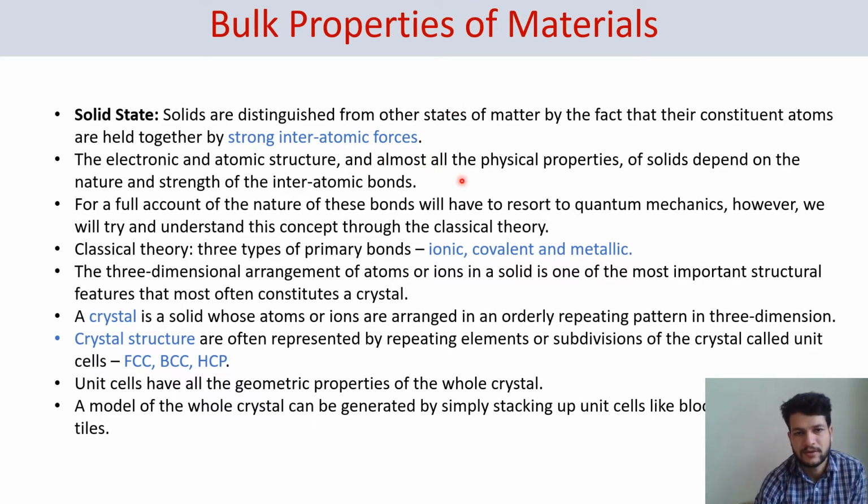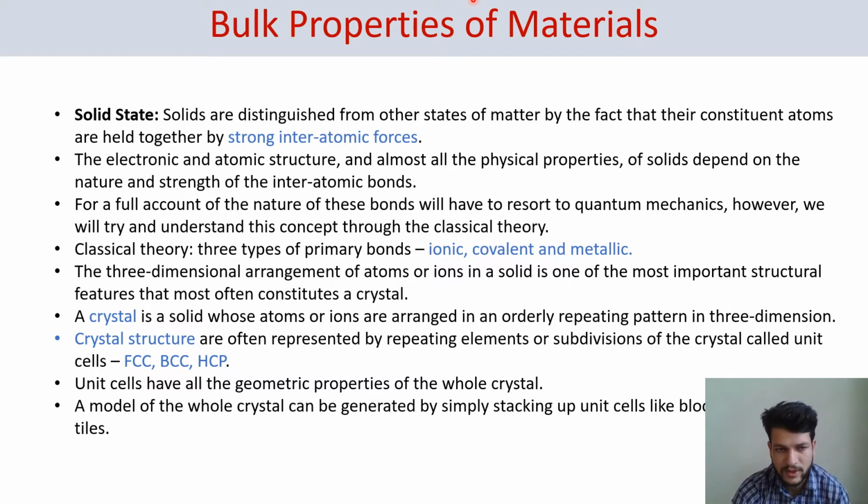The electronic structure and almost all the properties of the materials depend on the nature and strength of the interatomic bonds. The study of these interatomic bonds can be done by the classical theory, and classical theory states that there are three primary bonds in the solid state. These are ionic bonds, covalent bonds, and metallic bonds. With the help of these bonds, there is a three-dimensional arrangement of atoms or ions in a solid. And this three-dimensional arrangement of atoms or molecules in a solid state leads to the formation of a crystal.